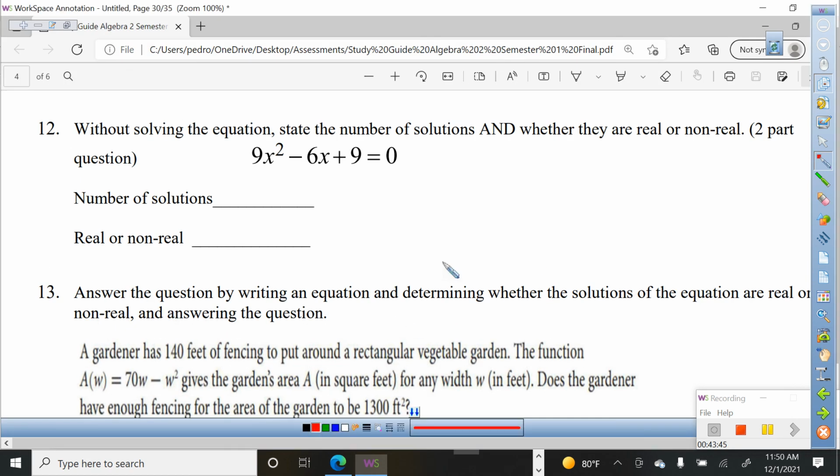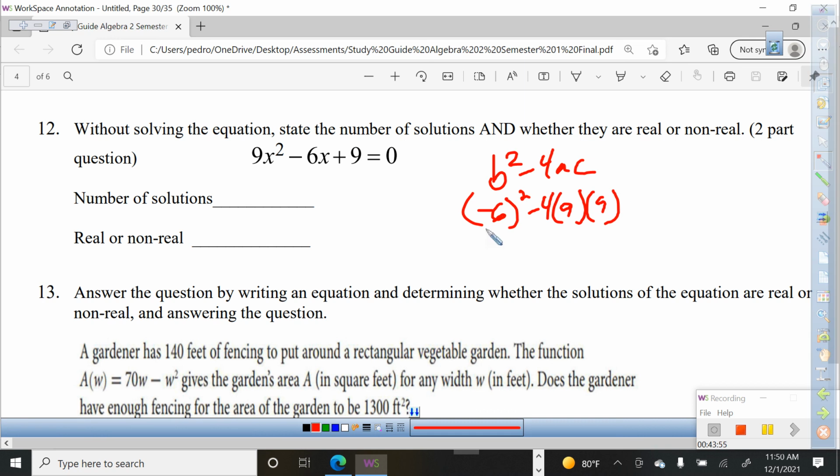Alright, so in passing, this one you should have done b squared minus 4ac. Then you should have substituted negative 6 squared minus 4 times 9 times 9. That means this is 36 minus 300 and what? 24. Subtract that, that was negative 288. So therefore, if it's a negative, how many solutions? 2. Are they real or non-real? Non-real. There you go. So 2 non-real solutions.